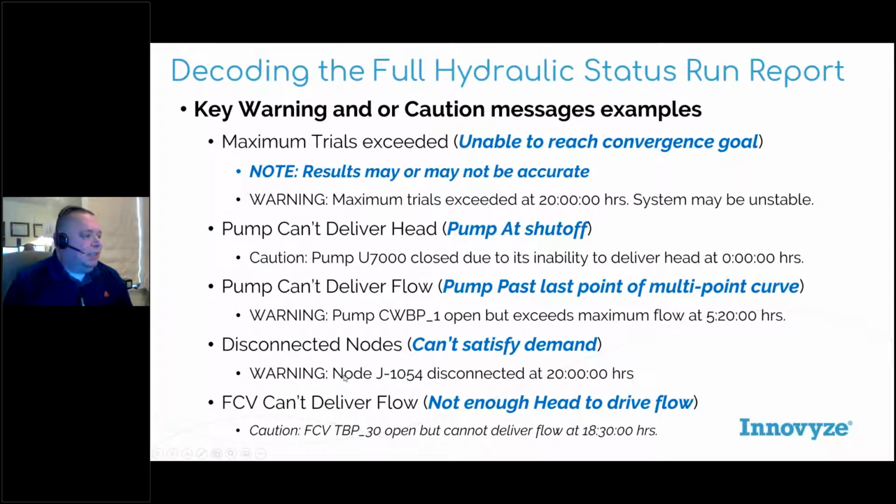Obviously, disconnected nodes, it's going to tell you the IDs: this node, I could not satisfy its demand at this time. Flow control valve can't deliver flow. That basically means the head upstream is not sufficient to push that flow setting into the system at that time, but it'll go fully open and say, hey, however much head I've got, I'll push as much flow as I can, but I can't give you what you asked for. Very common. Those are probably the 5 most commonly seen warning and caution messages. The other one I didn't include is the negative pressure on demand nodes. I think that's now a caution instead of a warning, but that's also one that's on there.